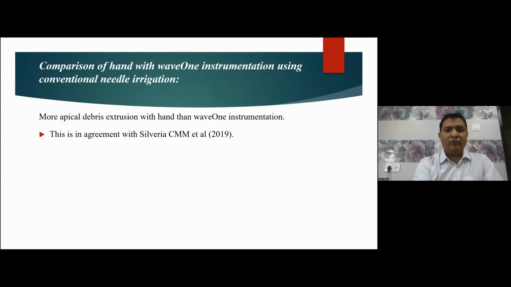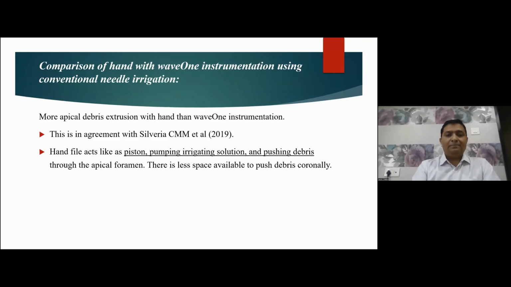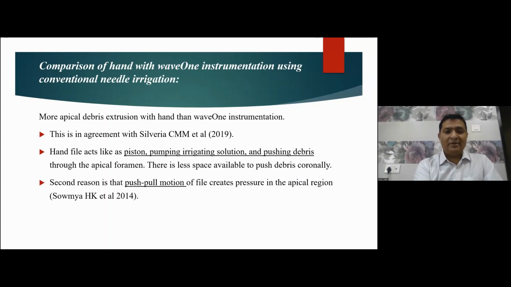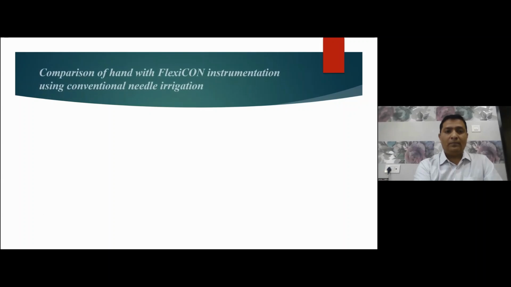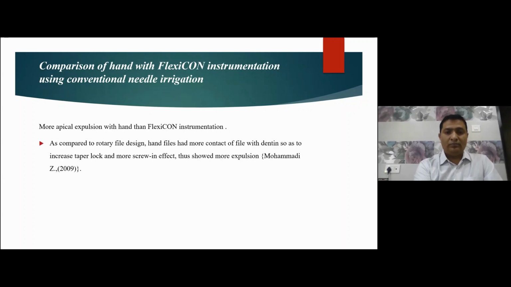Comparison of hand with engine-driven instrumentation. This is in agreement with Silveira CMM et al. It is because hand instrumentation has more contact with the tooth, and it causes a piston and pumping action of the irrigating solution and debris apically. A second reason may be that the pull-push motion of the file creates pressure in the apical region. There is no contradictory study till now. When hand instrumentation is compared to Flexicon instrumentation, there is more apical extrusion with hand than with Flexicon.